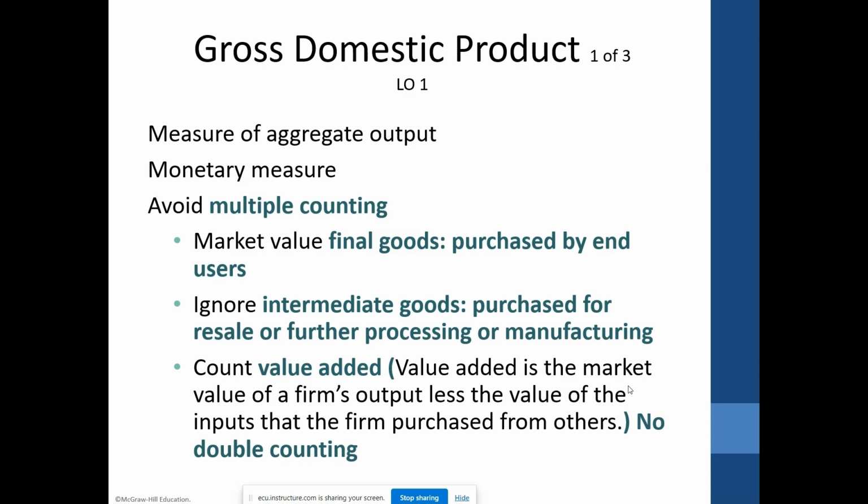Alternatively, GDP could avoid multi-counting by counting only the value added at each stage. Value added is the market value of a firm's output less the value of the inputs that the firm purchased from others.